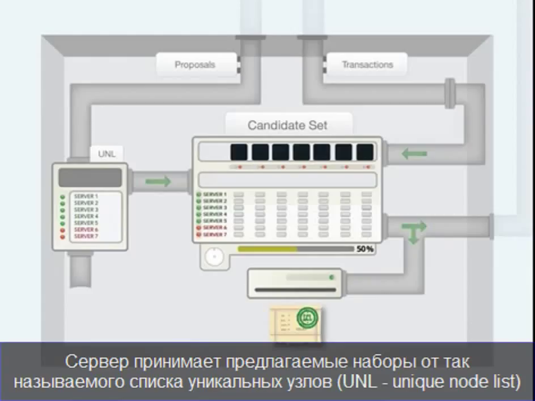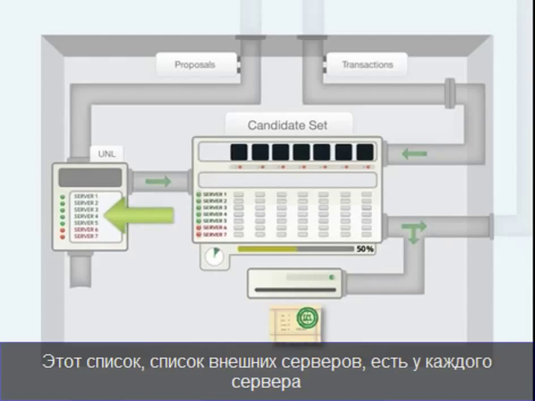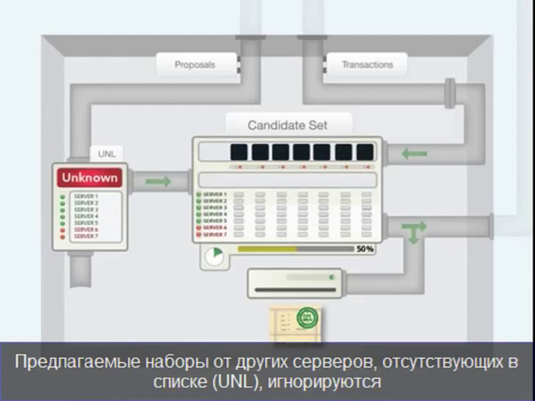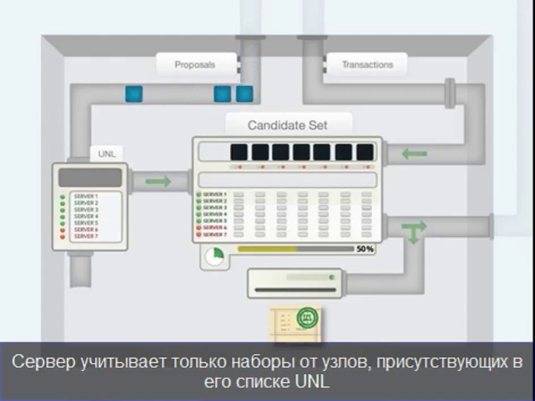The server routes incoming proposals based on something called the Unique Node List, or UNL. Each server has a UNL, a list of external servers. Proposals from servers not on the UNL are ignored. The server only pays attention to incoming proposals from the servers that are on its UNL.